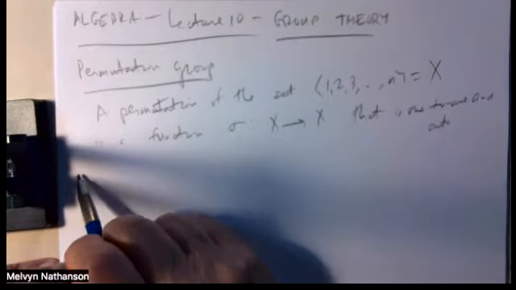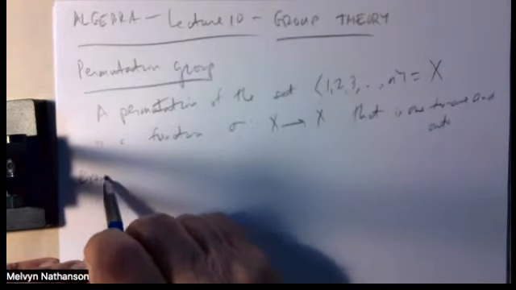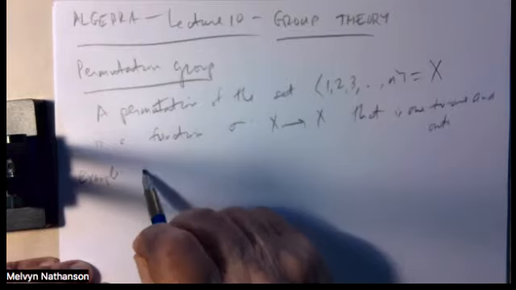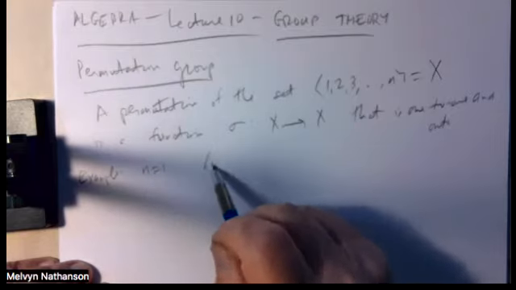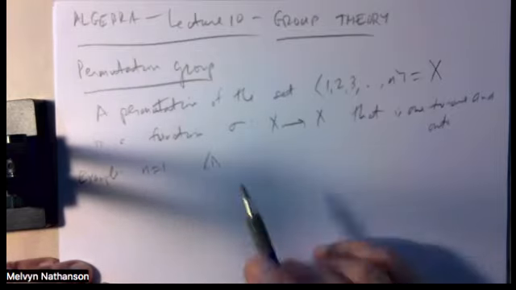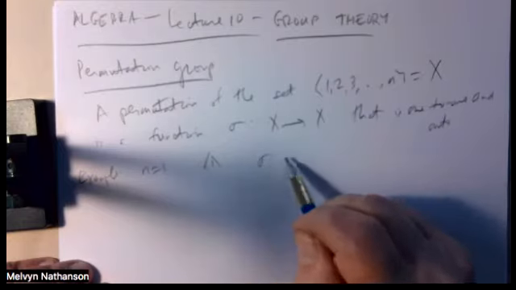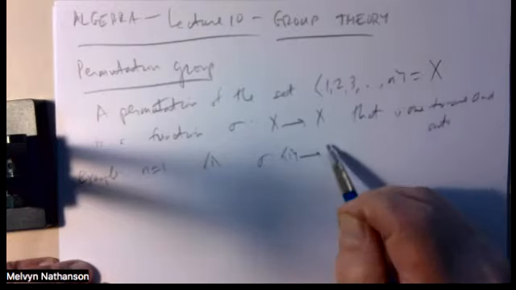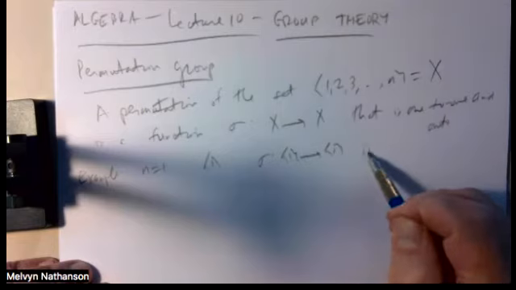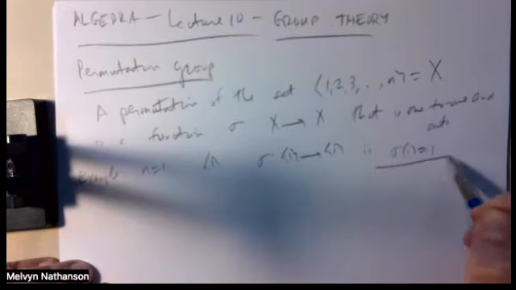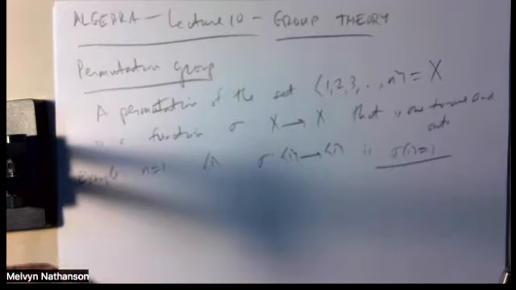So for example, if n is equal to 1, we just have a set containing the number 1. And the only function from 1 to 1 is sigma of 1 equal 1. So that's pretty trivial. There's not much you can do with a function on a set with just one element to itself.